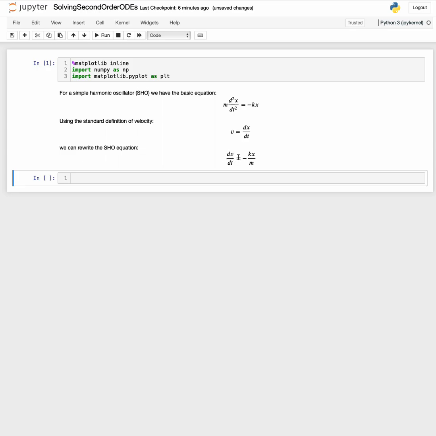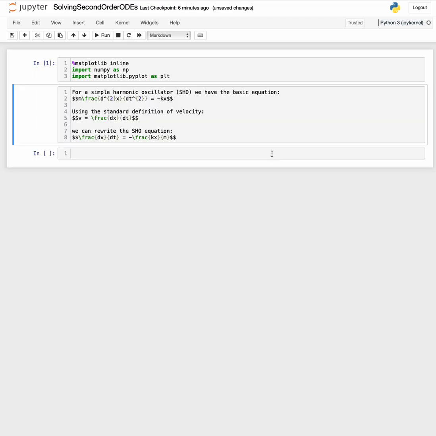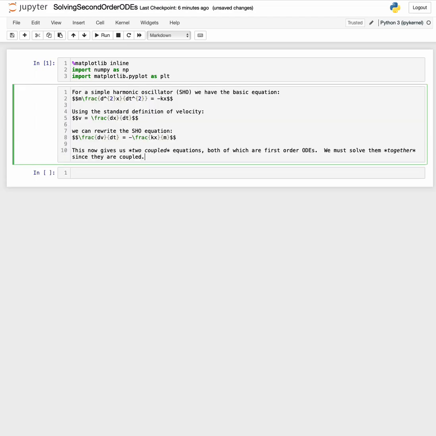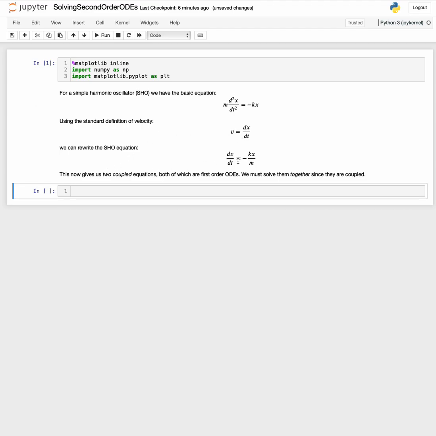You've got dv by dt is minus kx over m. And then we can use this equation above, dx by dt is equal to v, and we now have two first-order ordinary differential equations, though they are now coupled. And what that means is you cannot solve one without the other. You have to solve them together.